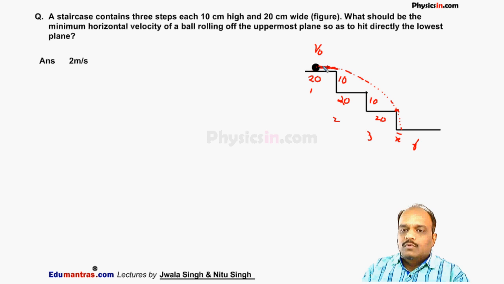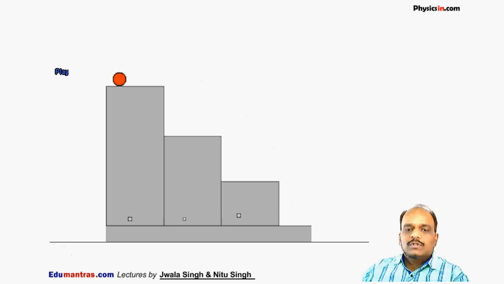If we throw with more speed, it will move further away. If we throw with some more speed, it will move like this. If we throw with some less speed, it will move like this. Now if this ball misses the corner of the second step and third step, then it will fall on horizontal ground. So when the ball is at this distance, watch this video.